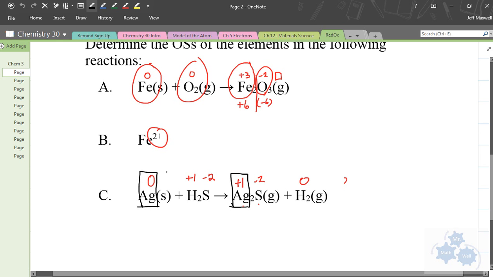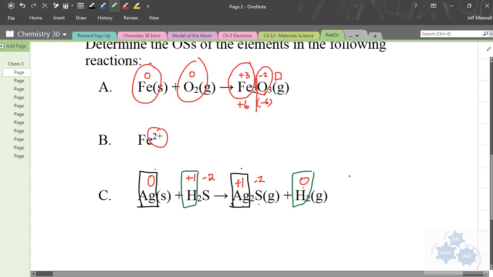So that's a change. Has anything else changed? Yeah, the H has changed. Okay, so the hydrogen had an oxidation state of +1. Now hydrogen has an oxidation state of 0. Okay. And notice that we've lost an electron here. Silver has lost an electron, and hydrogen has gained an electron. So the electrons are accounted for here, right? Something gives it up, something takes it on.